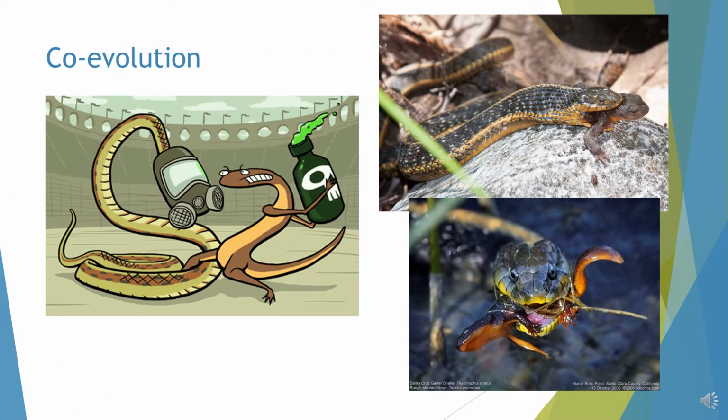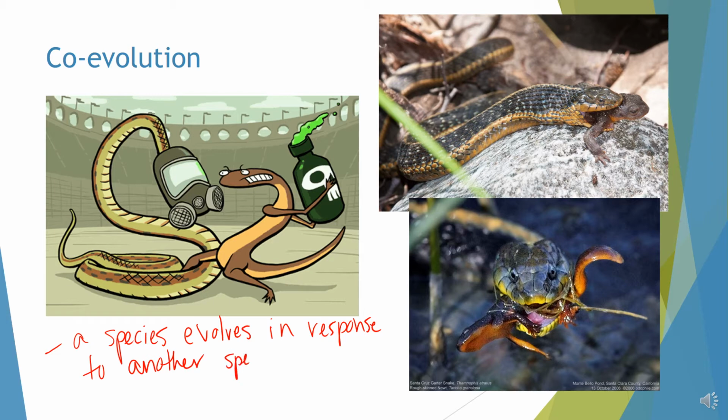Coevolution is so awesome. This is when a species evolves in response to another species. So these populations are evolving in response to each other. This is typically going to be seen in predator-prey relationships.